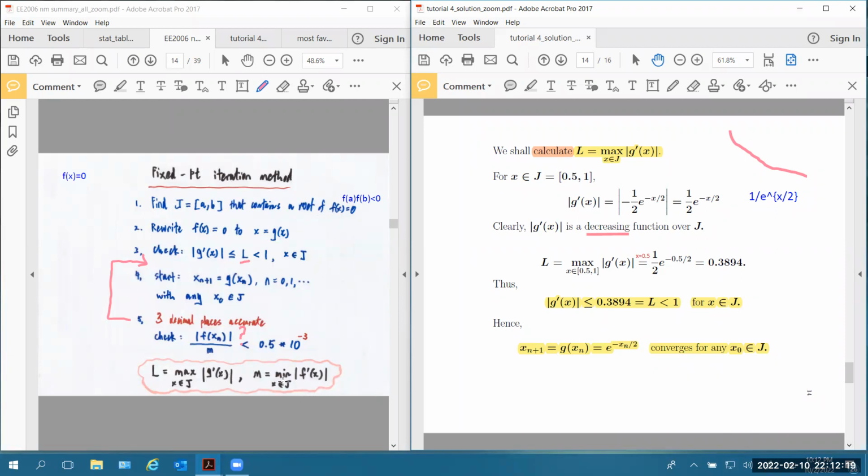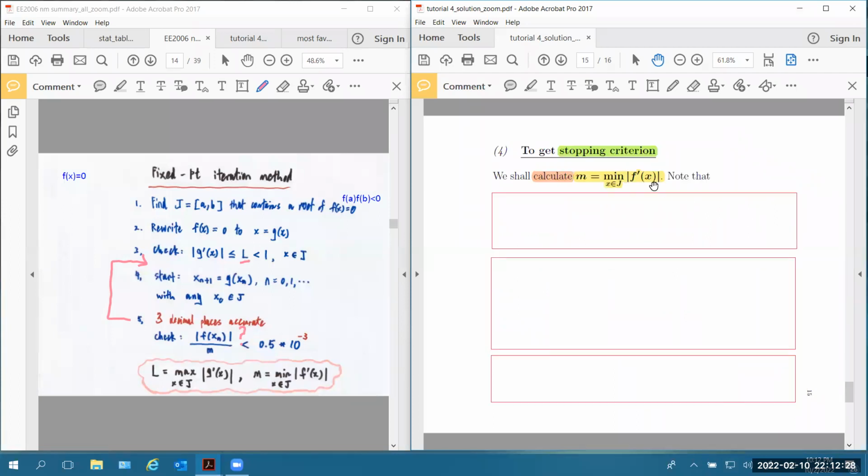Now small m is different, it's a minimum of f prime. Just now it was g prime, right? Now it's f prime, and it's a minimum. Okay, so let's go and get this. Okay, our function f, just now we have it.